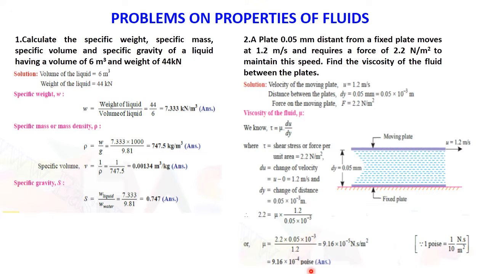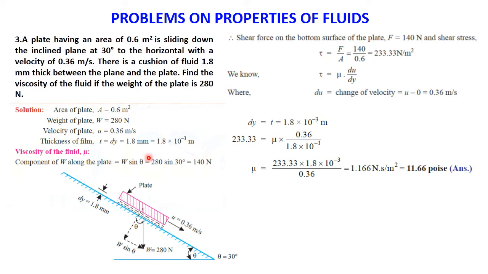We can convert this into poise. If we refer to the last lecture, we know that 1 Newton second per meter square is equal to 10 poise. Therefore, this value will be converted into poise when we divide this Newton second per meter square by 10. When we divide this by 10, you can see the equation written here. So we get the value as 9.16 into 10 raised to minus 4 poise. So this is the second problem based on the viscosity of the fluids.